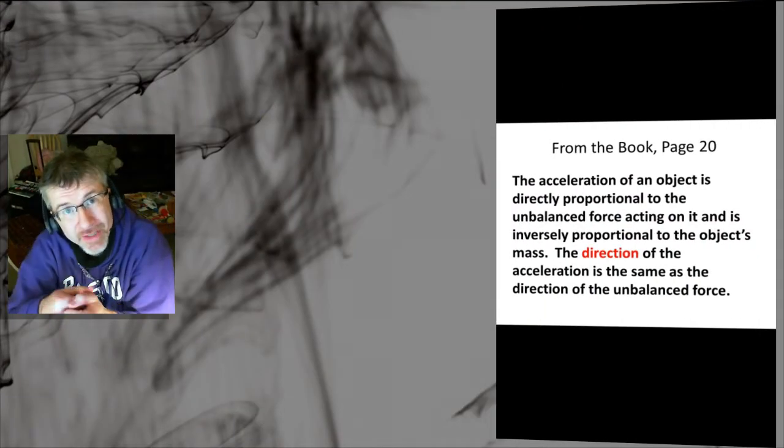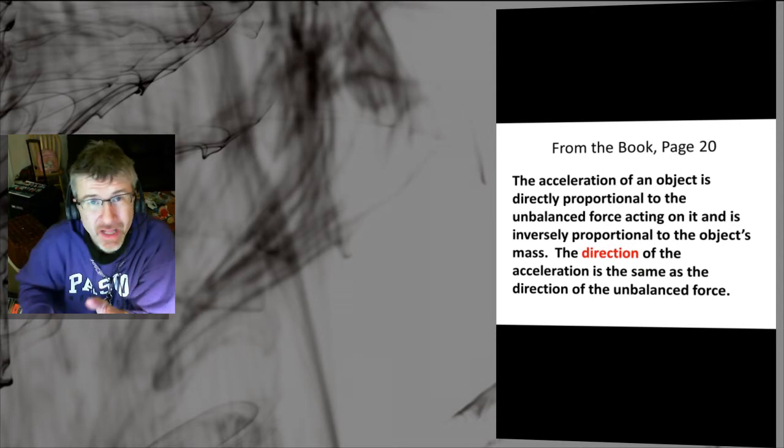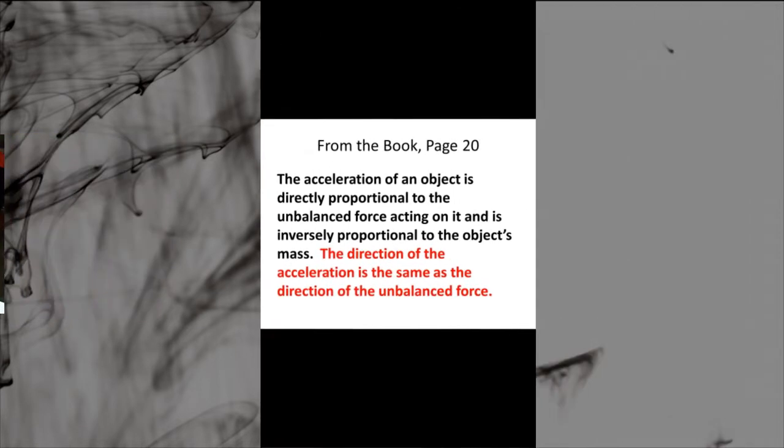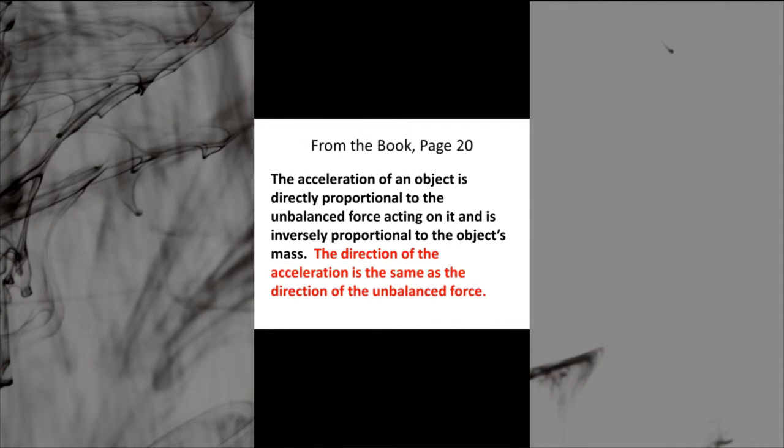The direction of the acceleration. Force is a vector, it has direction and magnitude. The direction of an unbalanced force determines the direction of the acceleration. If an unbalanced force is pushing me towards the right, then my acceleration will be to the right. If an unbalanced force is pushing me up, my acceleration is up. If an unbalanced force is pushing me down, my acceleration is down. Direction of the unbalanced force, same as direction of the acceleration.